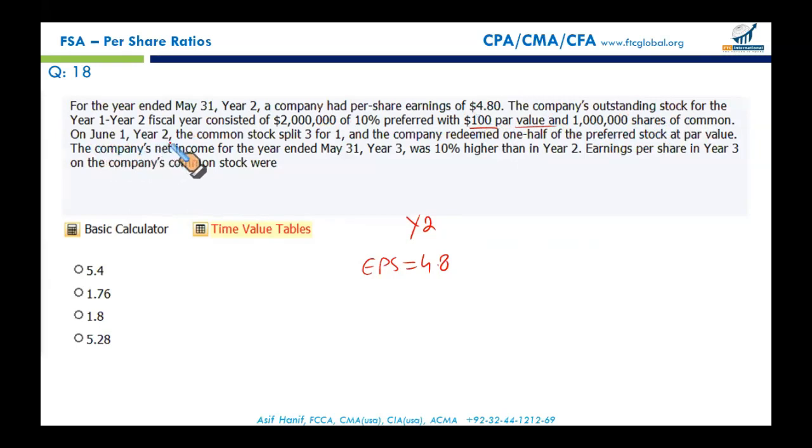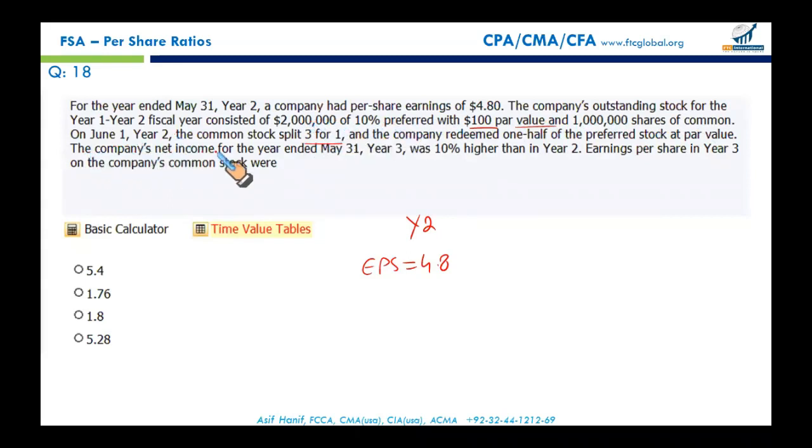On June 1st, year 2, the company split stock 3 for 1. Every one larger stock was split into 3 smaller stock. This is called the stock split. And the company redeemed 1/2 of the preferred stock at par value. Half of the preferred stock was paid off. Out of this 2 million, 1 million was redeemed.